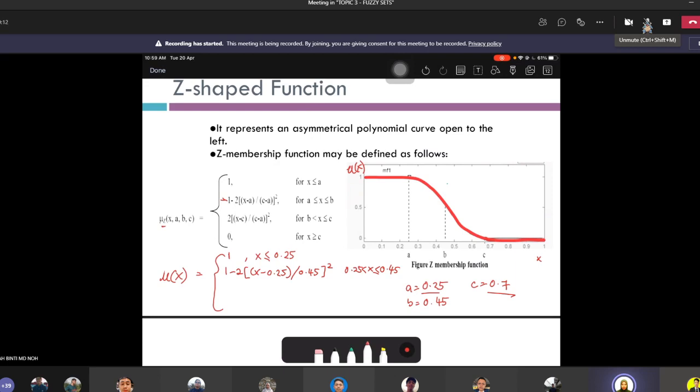Boleh ya? Yang seterusnya 2 X minus C, 0.7. Divide by 0.45. Sama macam kat atas tu tadi. Okay. Kuasa 2. This is for between 0.45 dengan 0.7. Boleh ya? Saya pisahkan sikit yang ni kan confuse. Okay. So yang last kali kosong bila X is more than 0.7.